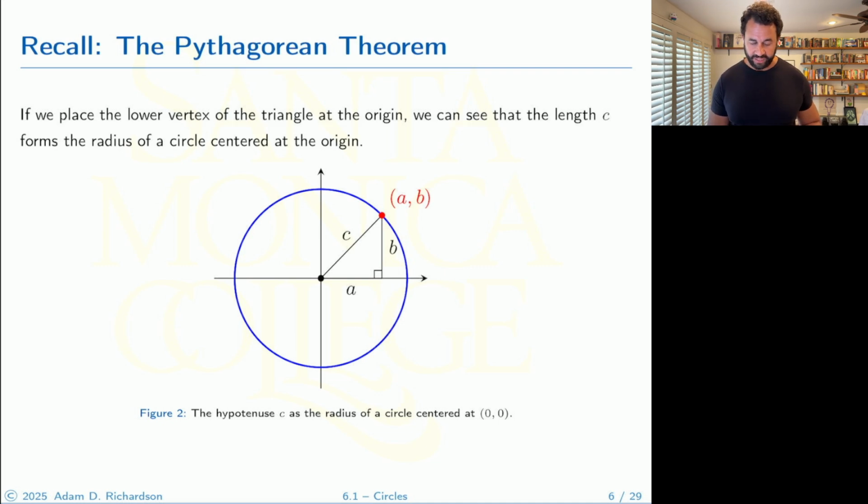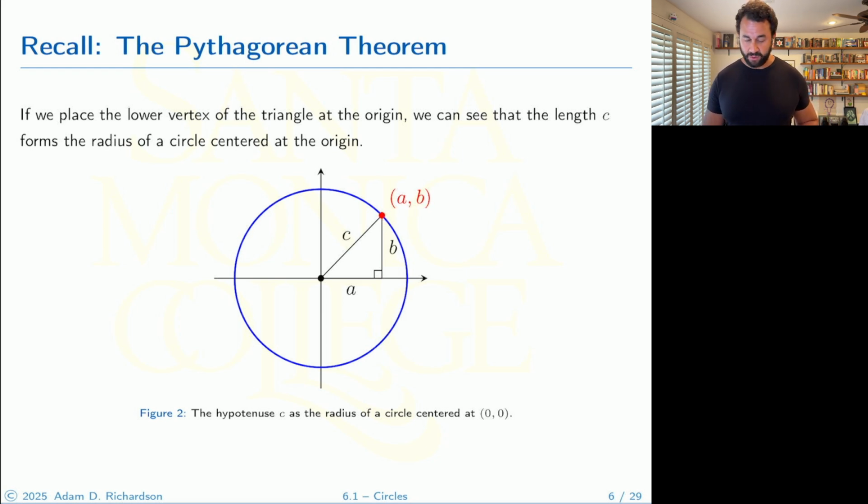So if we place the lower vertex of that triangle at the origin, then we can see that the length c, this hypotenuse of length c, forms the radius of a circle that is centered at the origin. So here's that lower corner, and c is going to end up being the radius of a circle. That's the basic idea. And then this point here, this is the point A comma B, now that we've placed things on the coordinate plane. This is A and this is B. So this point is the point A comma B.